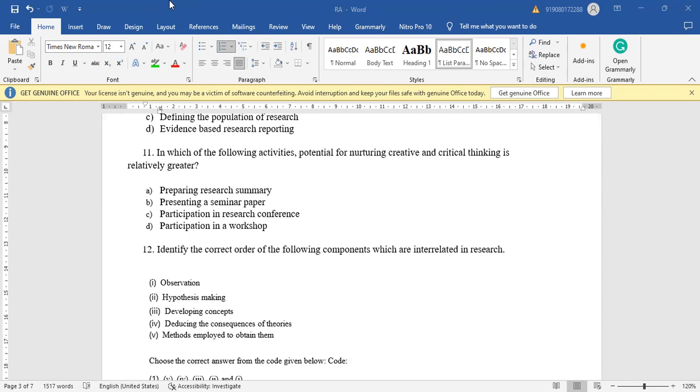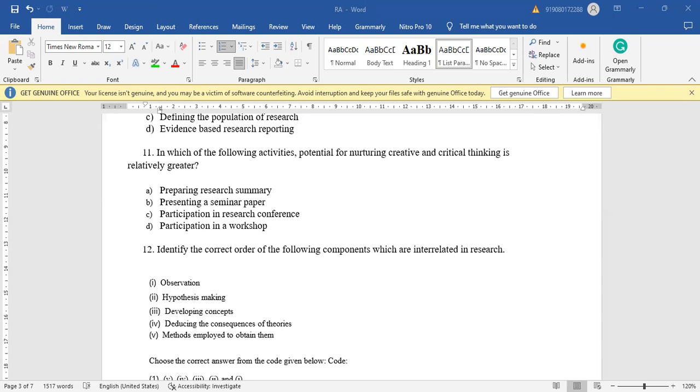Ma'am, I told you why option A is ruled out. I already told you. Option C includes seminar paper and workshop. The research summary is included in the seminar paper itself. So that is ruled out.